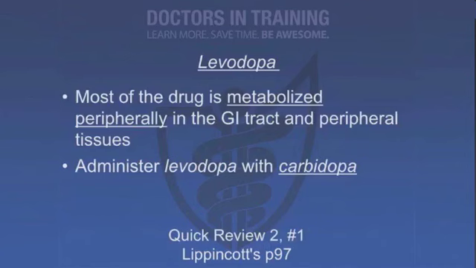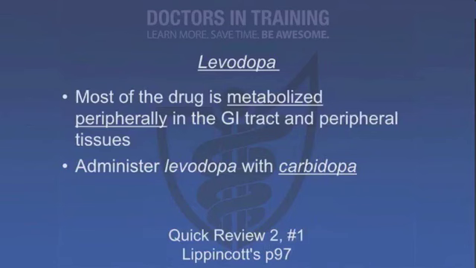All right, we're back and it's time for quick review number 2. Let's get started. Why must levodopa be given in large doses, and how can you reduce the dose? Well, in regards to levodopa, most of the drug is metabolized peripherally in the GI tract and in the peripheral tissue. So initially we used large doses just to overcome that peripheral conversion. Now, what can you do in conjunction with that levodopa? Well, you can add carbidopa.